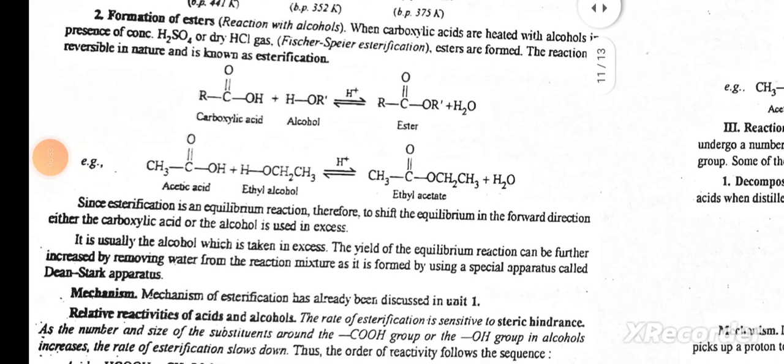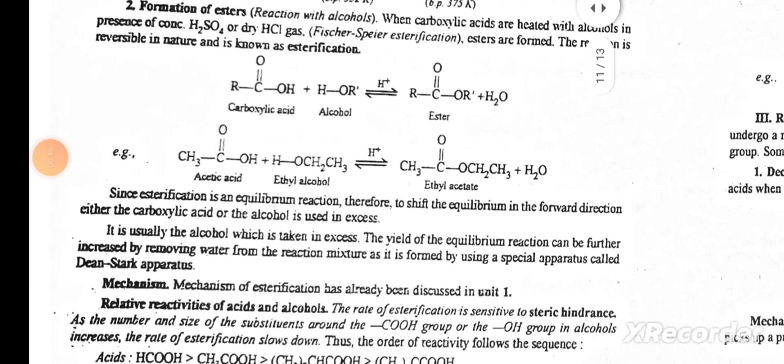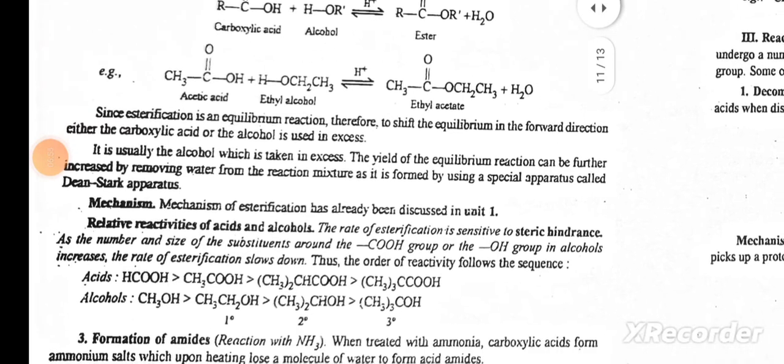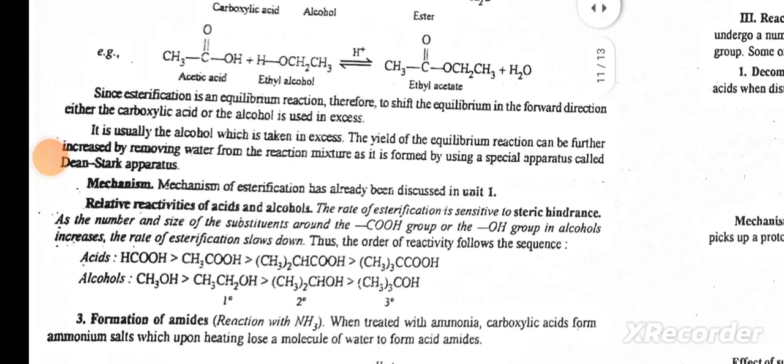Formation of esters: reactions with alcohols. When carboxylic acids are heated with alcohols in the presence of concentrated H2SO4 or dry HCl, esters are formed. This is Fischer-Speier esterification. The reaction is reversible in nature and is known as esterification. Carboxylic acid plus alcohol gives ester; acetic acid plus ethyl alcohol gives ethyl acetate.